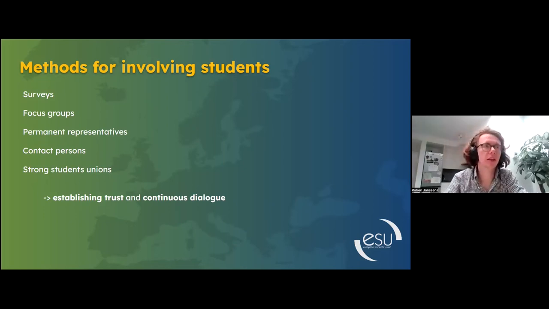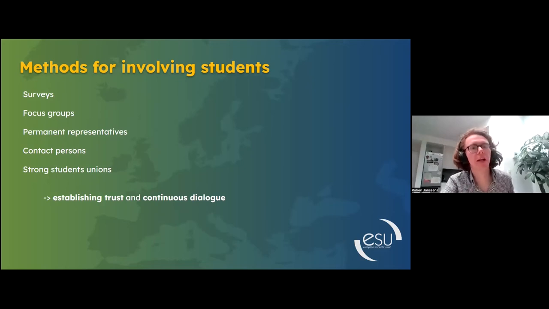And for that, you can do things like focus groups, as I'm sure I don't need to tell all of you. You can actually have this discussion and go deeper into what we actually now need to do to address the challenges. Further, there's also student representatives who have a permanent place in councils, in places where decisions are being made. But even that's not enough, because you need to support the student representation as well. You can have things like contact persons at the institution that the students can go to in order to get support.